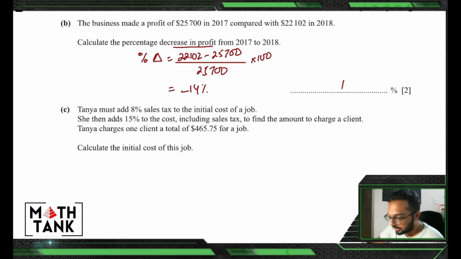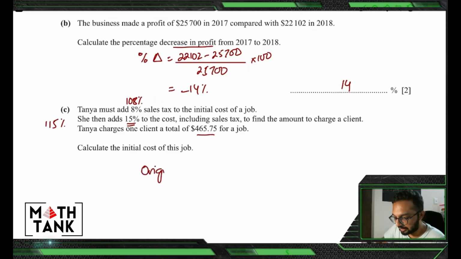Calculate the initial cost. Now you see how the multiplier will help you. I am doing 2 increases. The first increase is 8%, so that makes it 108%. Then the second increase is 15%. The multiplier is always 100 plus or minus the change, so the second multiplier is 115%. That gives her the final value she wants to charge to the client.